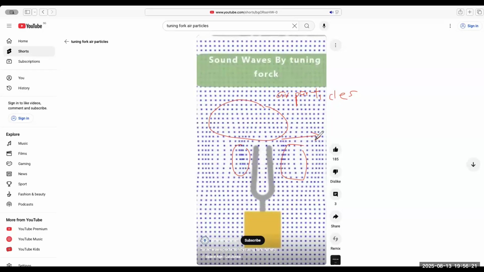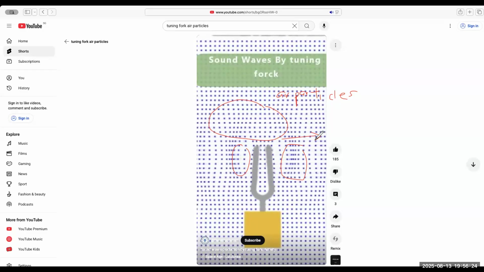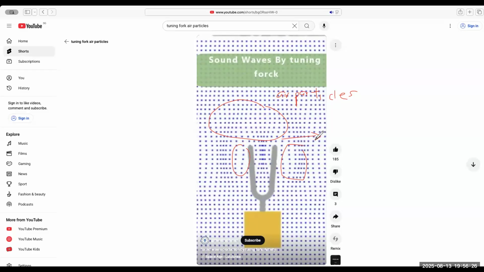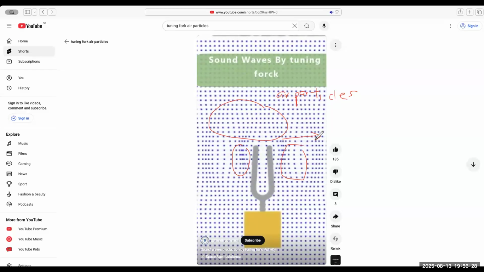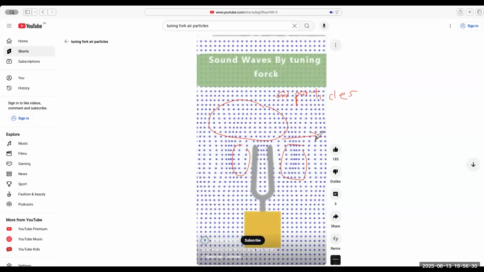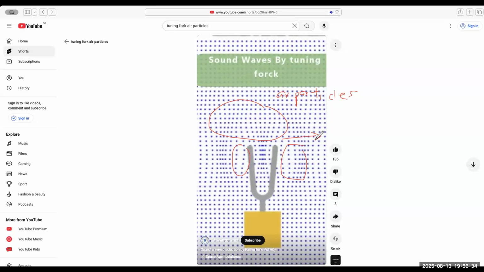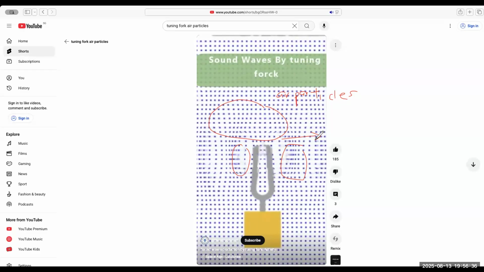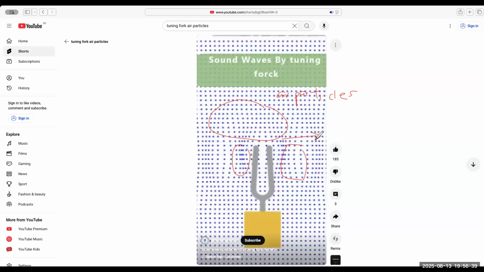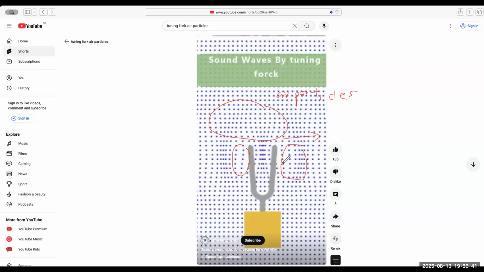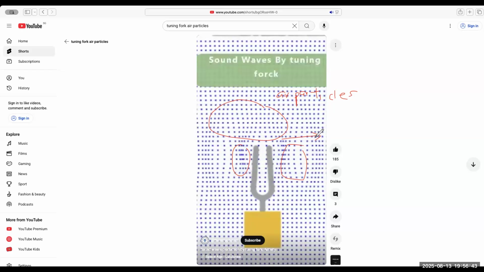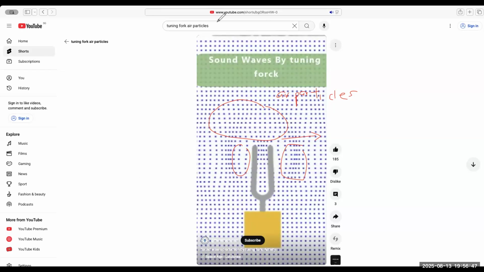Yeah, so this tuning fork causes the air particles to be compressed and depressed, and it is a representation of sound. This means your sound is traveled to the other end through this vibration. Energy is transferred from one air particle to another air particle. Let me stop it.